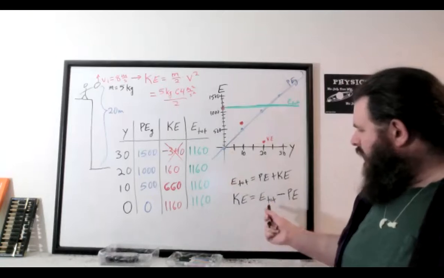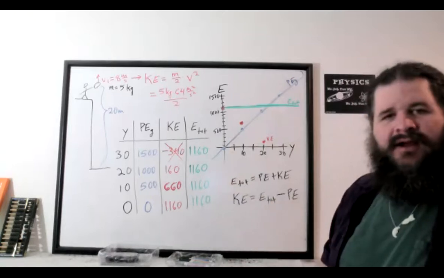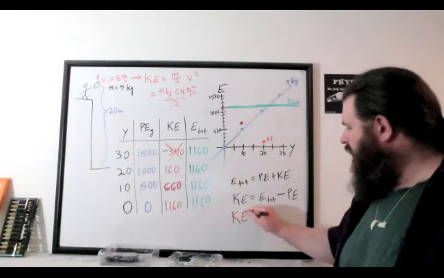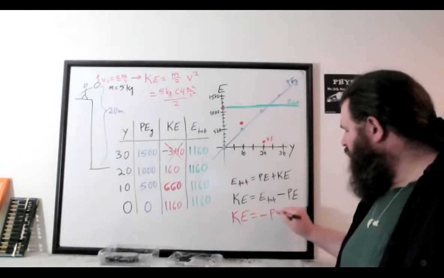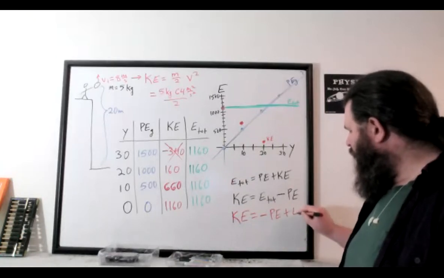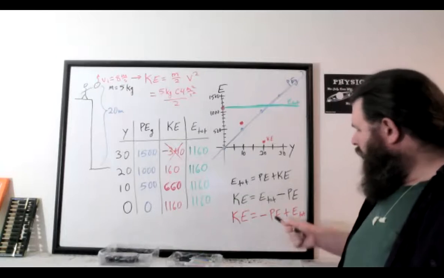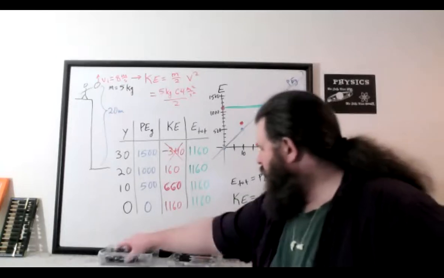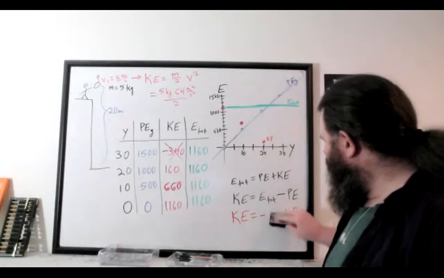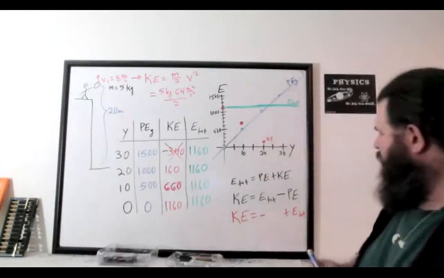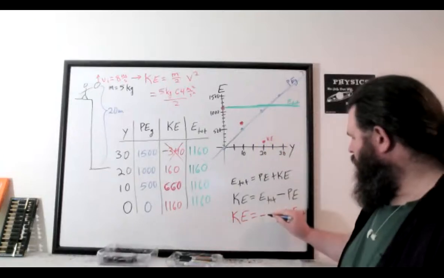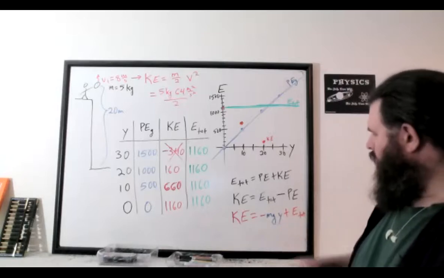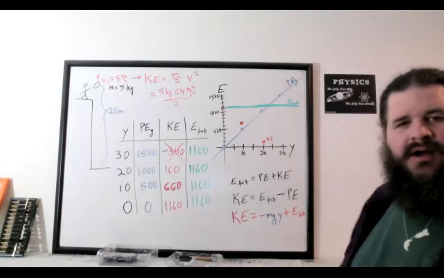Also, we can see this with more of the theory of graphing. If we reverse the order on this, I find it useful to write kinetic energy here as negative potential energy plus E total. And potential energy is just this MGY formula. If we fill in potential energy with MGY, what shape do you get if you graph just MGY?